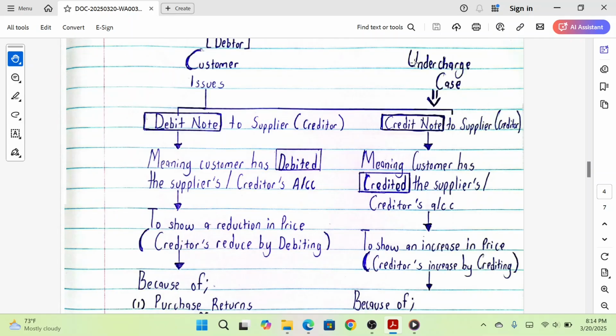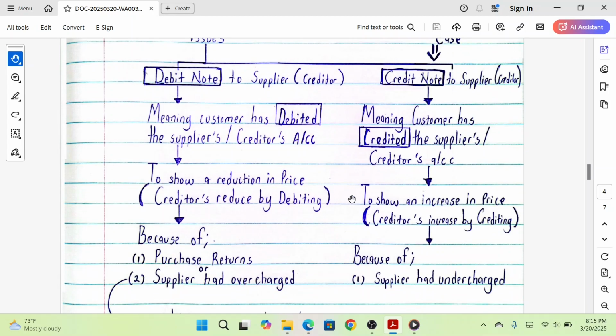We can go to a case scenario where there's an undercharge. So if at all there's an undercharge, that's when a customer issues a credit note to a supplier. So what does this mean? It means that the customer has credited the supplier's account or the creditor's account. And remember, from Alice, to show an increase in price, a credit increases by crediting. So the creditor's account is increased by crediting. That's why they will issue a credit note.